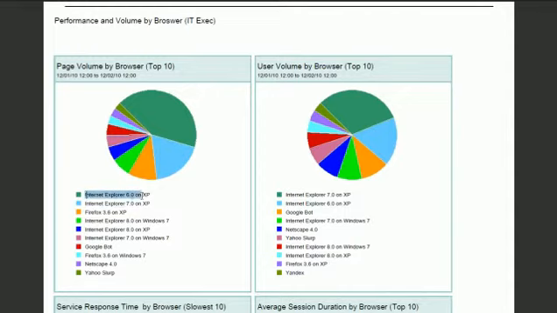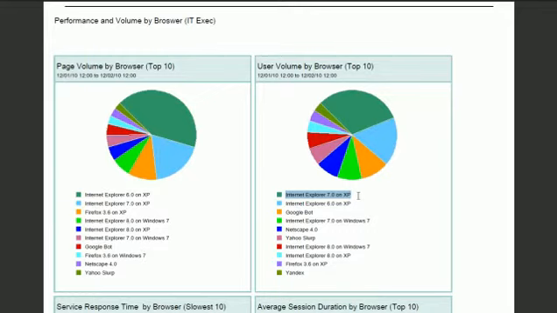Just in general, it's interesting to know that IE6 is the most popular browser by a stretch here, right? It's pretty significant over the others. And then if we look, this is the page volume, but if we look at the number of unique users that are coming in, it's IE7. So we have something in IE6 that's probably requesting a lot of pages here, but IE7 is the real one that these unique users are using.